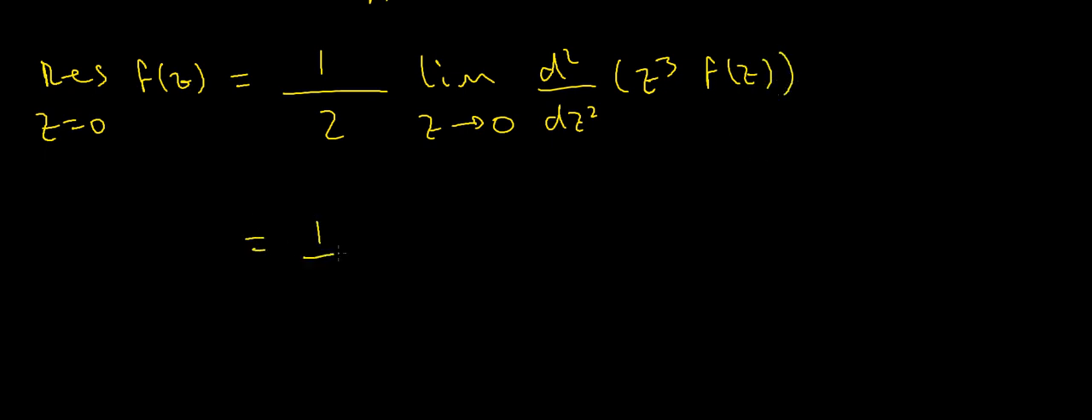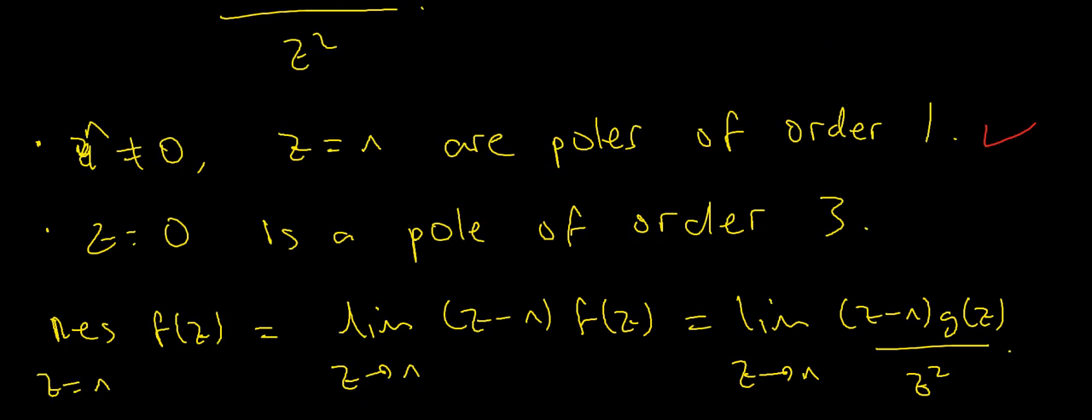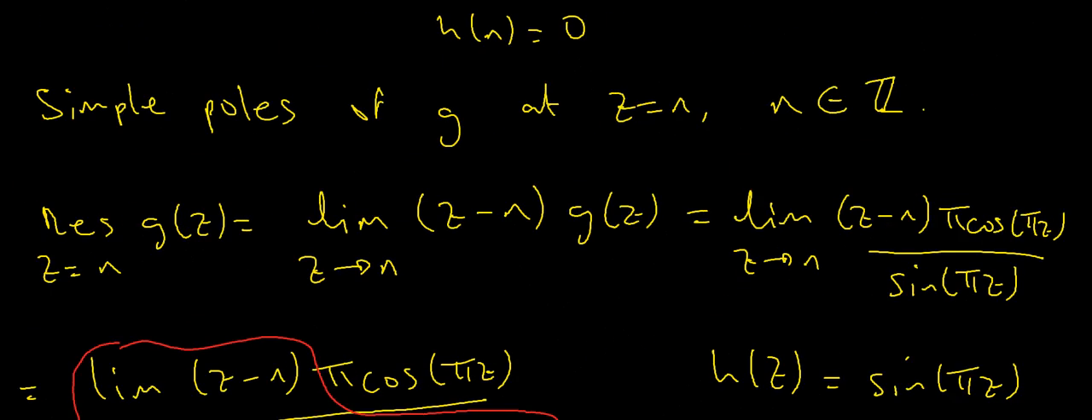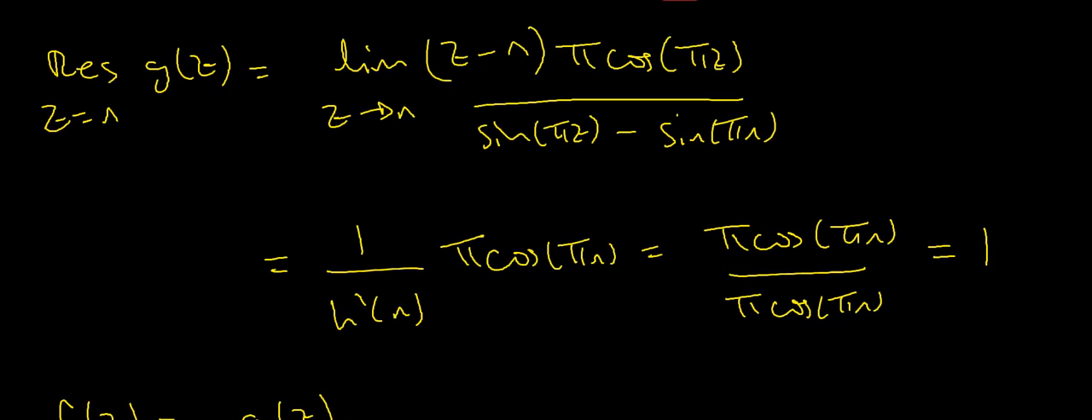And that's going to be equal to a half times the limit as z approaches 0 of the second derivative with respect to z of what? Well, I'm going to have z cubed here, and what is f? Well, f of z is equal to g of z divided by z squared. Okay, and what is g? Well, g, by my definition, was, let's see, g was pi cotangent pi z.